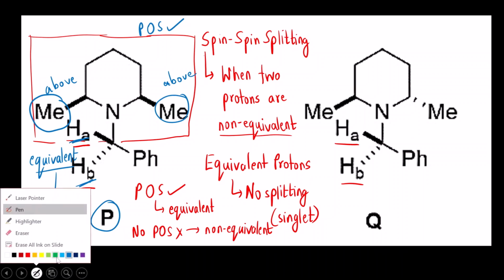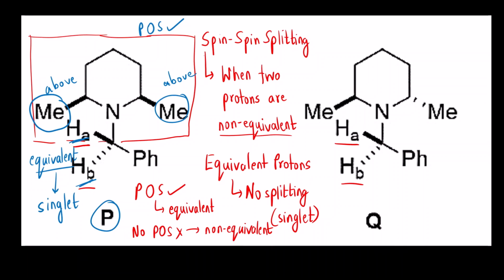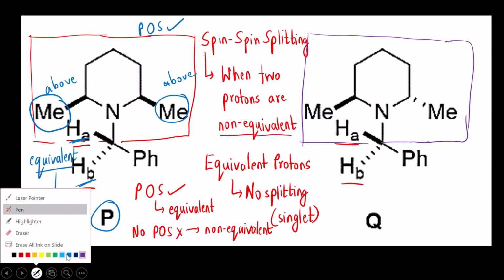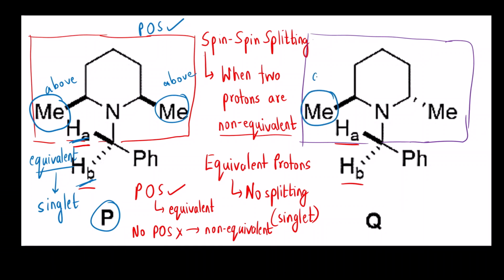But for compound Q, what will happen? Here again I will do the same exercise. I will draw this plane. Now is this a plane of symmetry? Let us check. Here above the plane there is methyl, but on the other side, for this other methyl, you can see methyl is below the plane. Dash means this is a dash bond, and a dash bond means below the plane. So this plane is not a mirror plane. If this methyl was above the plane just like the first molecule, then we can say they are equivalent. Here there is no plane of symmetry.